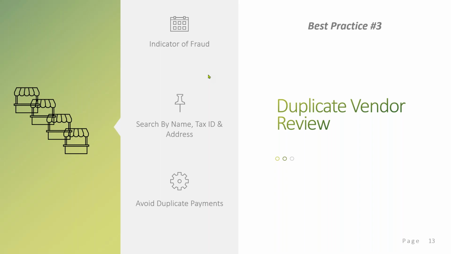You want to confirm that the vendor does not already have a vendor record in your vendor master file. Duplicate vendors can be an indicator of fraud, and you know they can result in duplicate payments. You want to search not just by tax ID or their legal name. You want to search by legal name, tax ID, and by address. So all 3, because you never know what may reveal that duplicate vendor.